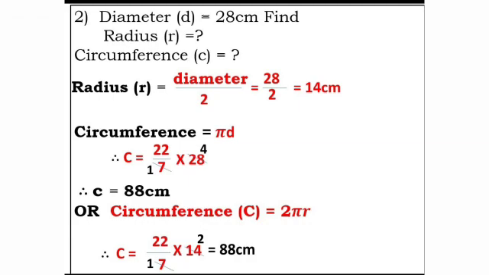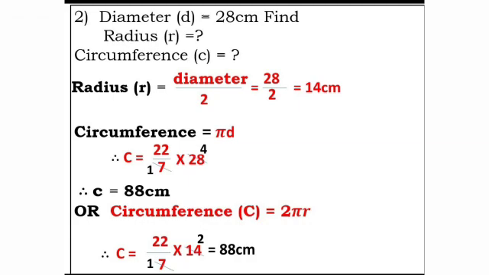Now you are going to find out the circumference when diameter is given to you as 28 centimeter. So the formula for circumference will be circumference is equal to pi d. Therefore, circumference is equal to pi is 22 upon 7 into 28. Now 7 ones are 7, 7 fours are 28. So circumference is equal to 22 into 4, which is equal to 88 centimeter.